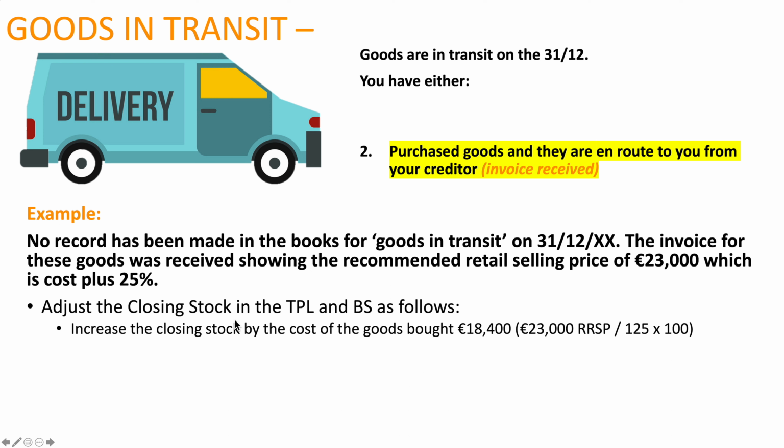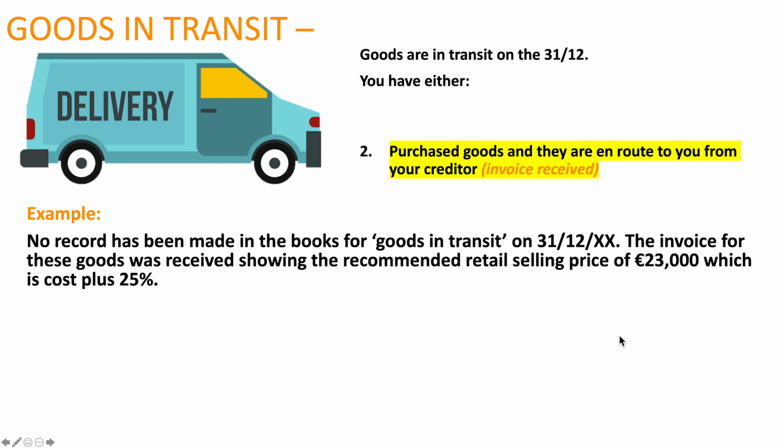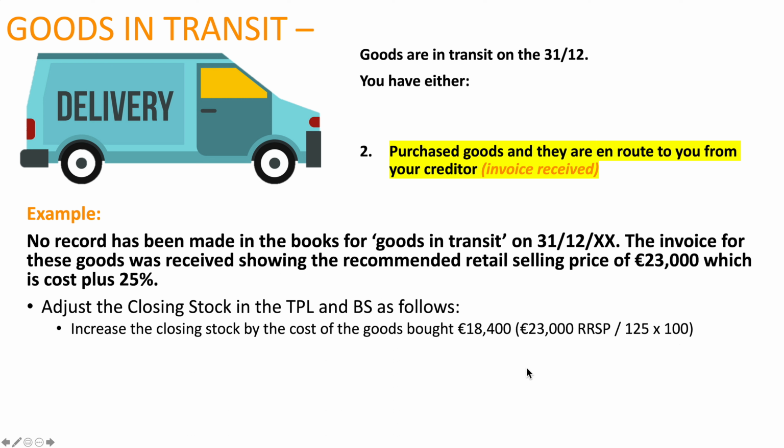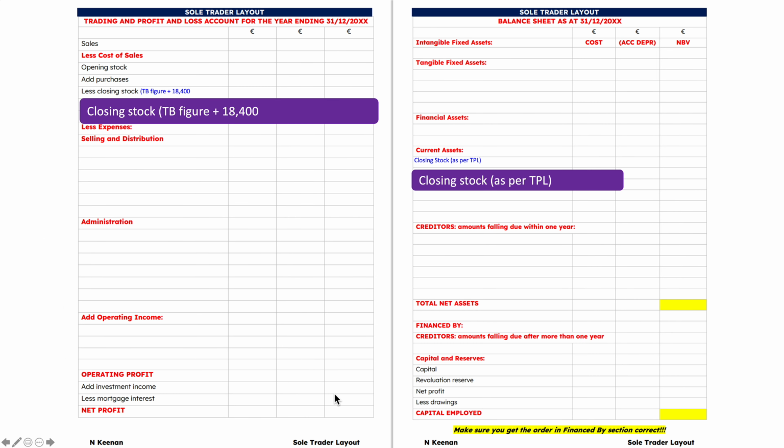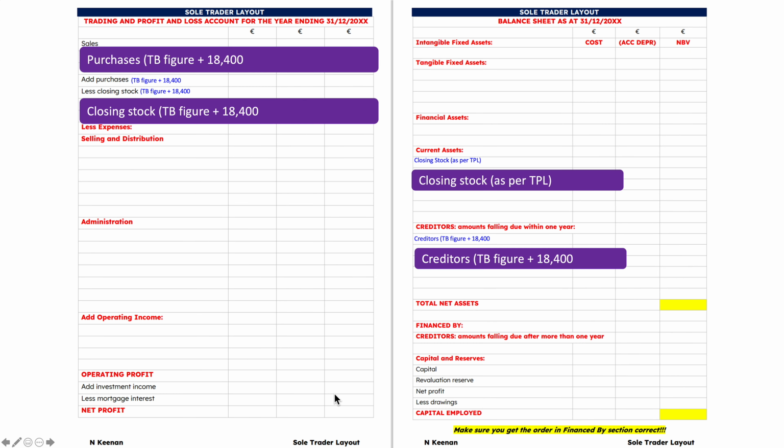Okay, so we adjust the closing stock in the trading profit and loss and balance sheet as follows. So we increase the closing stock by the cost of the goods bought, which is 18,400, which is 23,000 recommended retail selling price, divided by 125 and multiplied by 100. We'll increase the purchases by 18,400 in the trading profit and loss, and we will increase the creditors by 18,400 in the balance sheet. So this is how it would look there in the accounts.